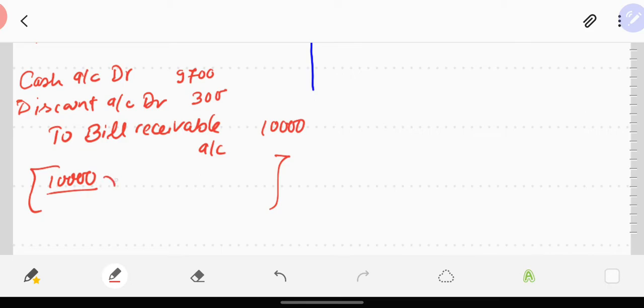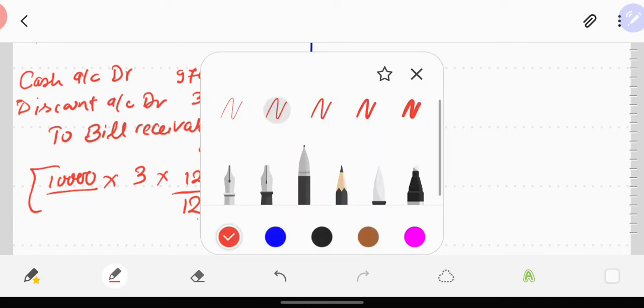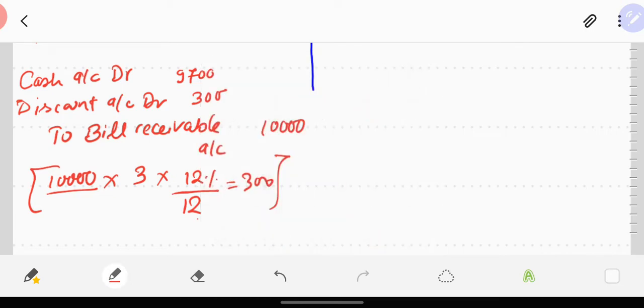So it will mature in 3 months, and the discount rate is 12% per annum. In a year there are 12 months, so the amount will be 300. Okay, let me explain this again: 10,000 rupees for 3 months at the rate of 12% per annum.